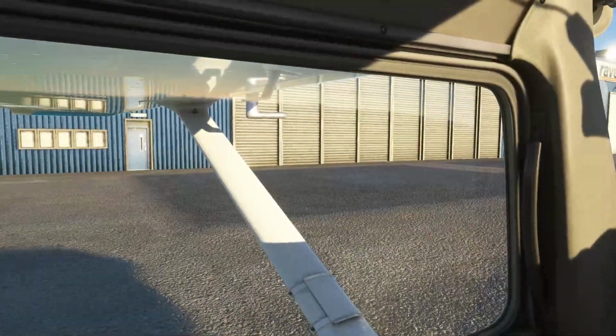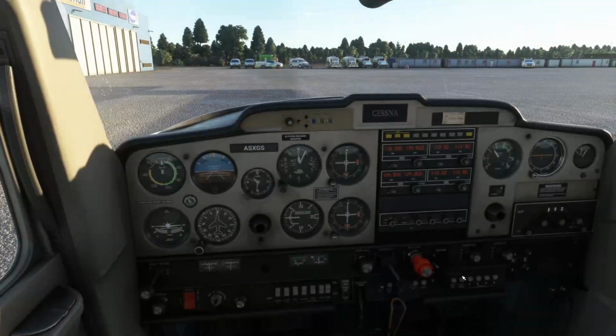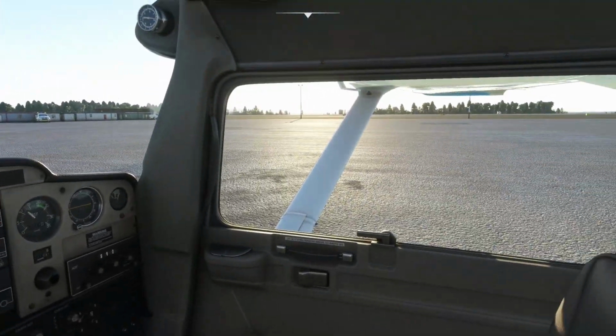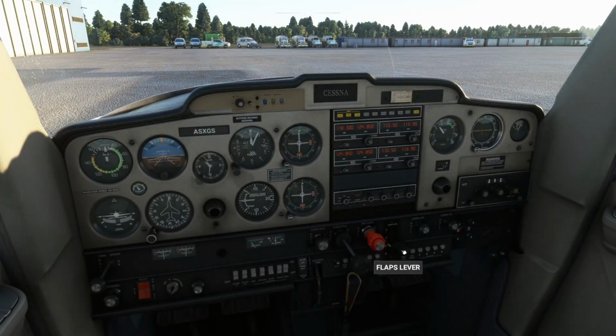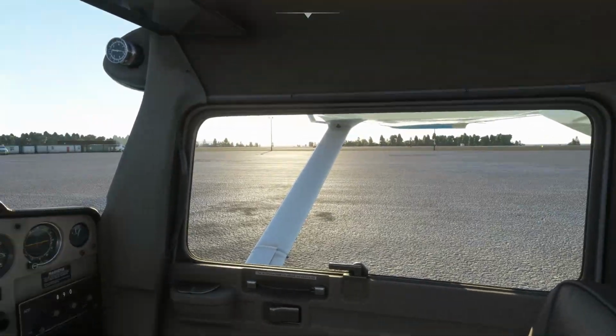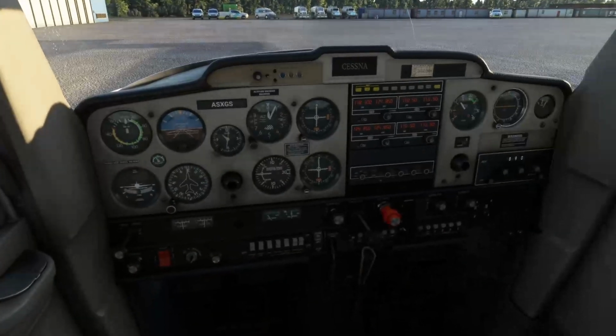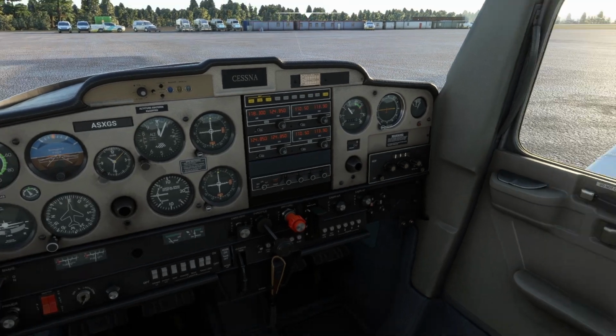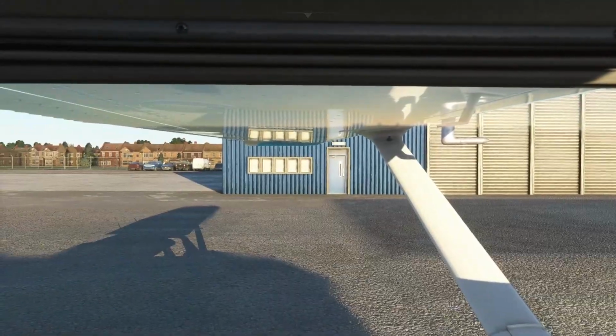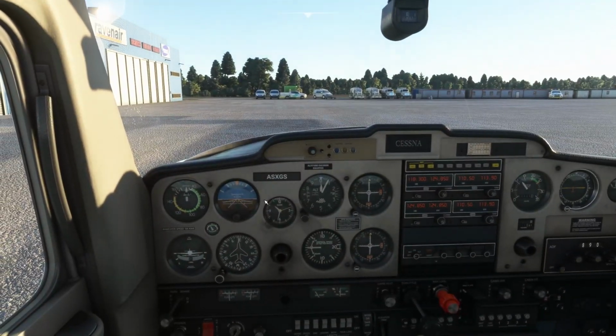look out the windows, make sure that they are operating as they should. Which they are, and we'll just bring them all back up. So we have 0 degrees indicating, and we have 0 degrees on the wings.